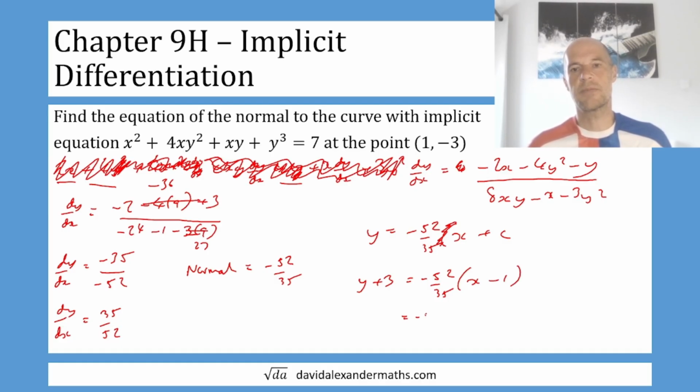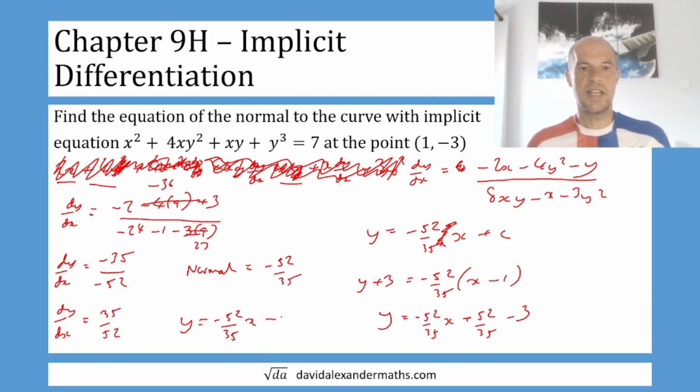Expand out those brackets: minus 52 over 35x plus 52 over 35, take away the 3, and 52 divided by 35, take away 3 is 53 over 35. So the equation of the normal is y is negative 52 over 35x, take away 53 over 35.